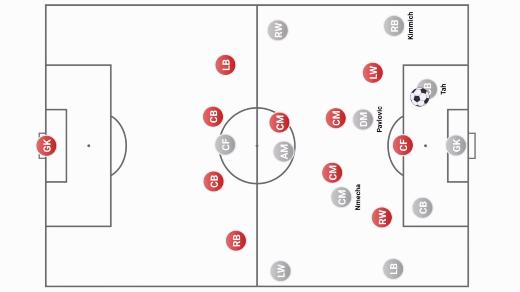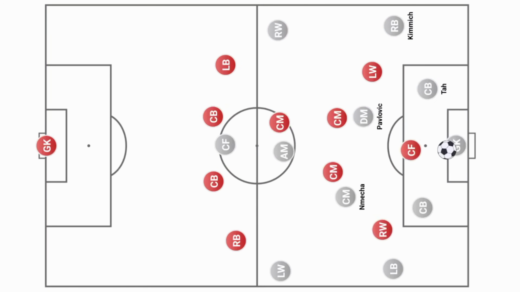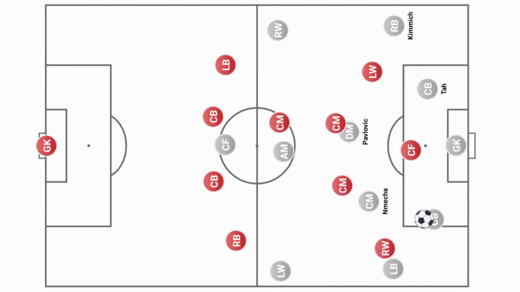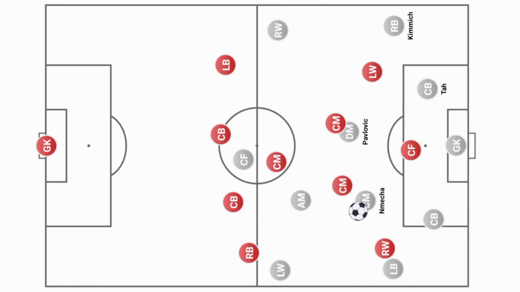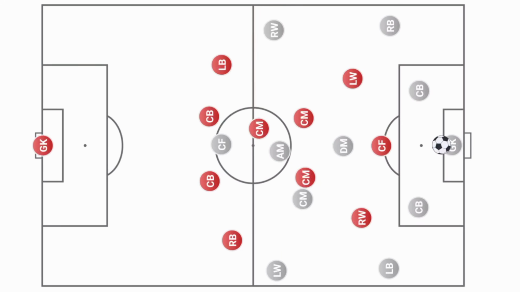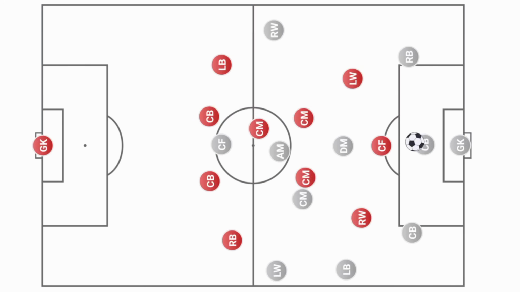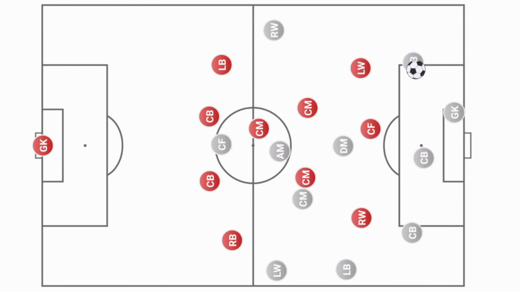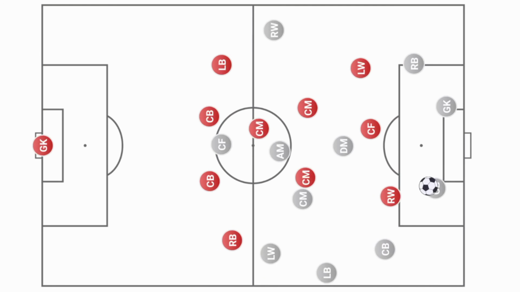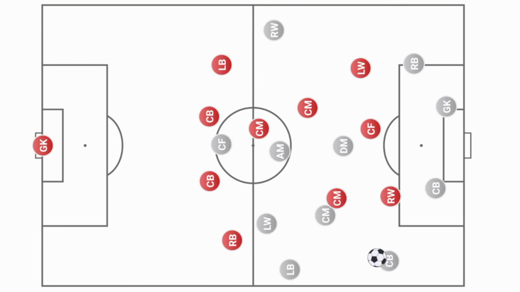As they move the ball, Nemecha and Pavlovic switch their positions to get away from the marker so that they can receive the ball. Now to break the pressing while overloading the opponent defense line at the same time, left back moves ahead and other defenders form a back 3. This back 3 also shifts their positions to receive the ball from goalkeeper. Sometimes Kimmich plays wide and sometimes he plays in between the 2 centre backs to connect passes.